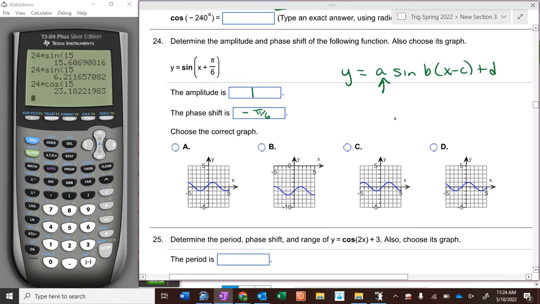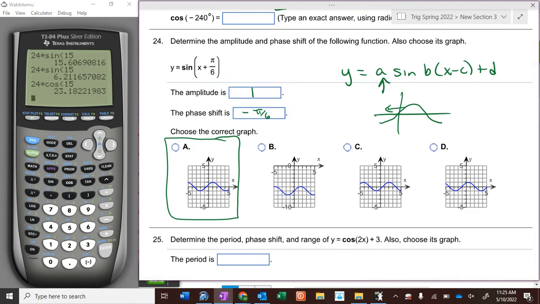So the normal sine curve starts at 0, 0 and goes like this. So if you're going left pi over 6, what's pi divided by 6 in normal numbers? What's 3.14159265 divided by 6? About a half. Thank you. About a half. So you got to shift a half to the left. If you go about a half to the left, it is graph A. Okay? All right.